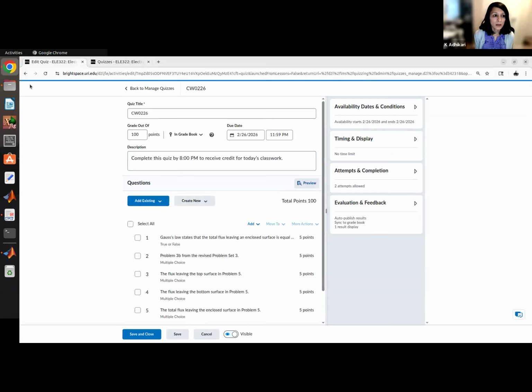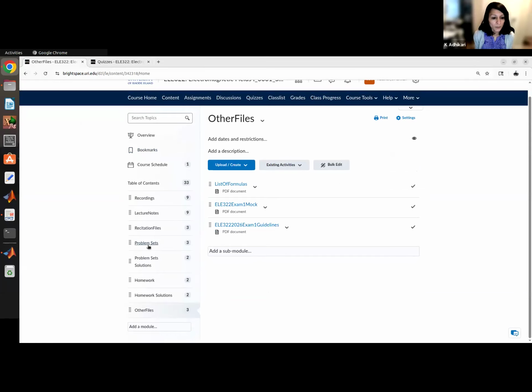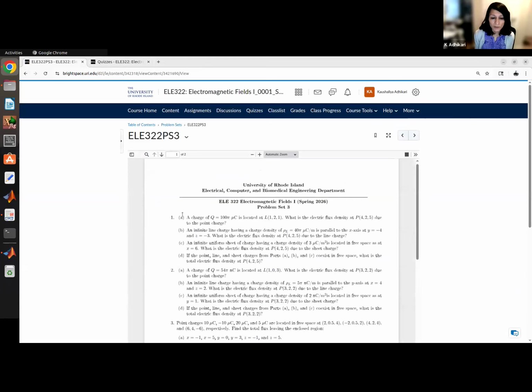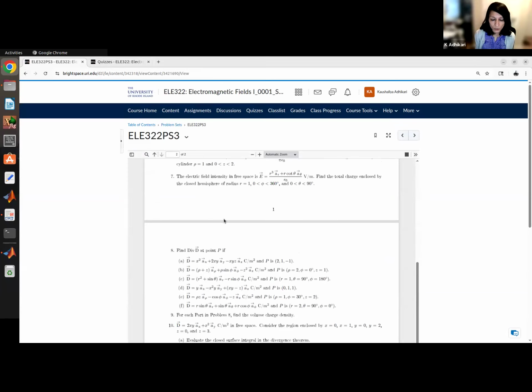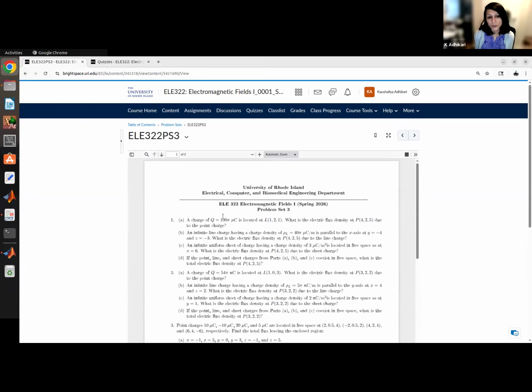And then a couple of other things that I wanted to show you while we're on Brightspace. Problem sets. Problem set 3 was handed out in the last class, but I realized that there are some typos. So I fixed those and uploaded a corrected copy on Brightspace. You should refer to this copy today, and I'll also give you a printout when we meet on Tuesday.